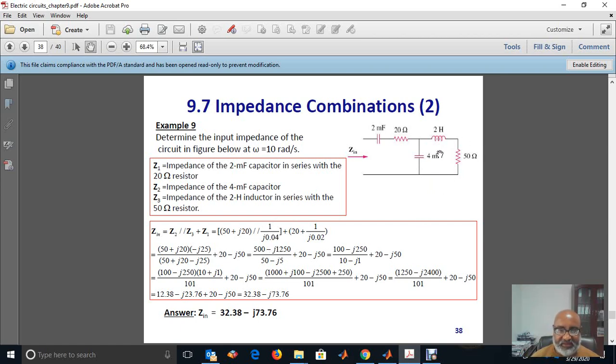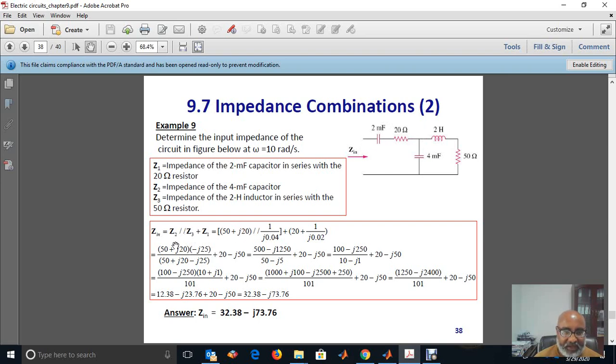If we say this is, for example, Z3, Z3 means this one in series with this one. And if you say this is Z2, the overall impedance will be Z2 in parallel with Z3, plus Z1. Z1 is the series combination of the 20 ohm and 2 millifarad here. So now it will be a matter of calculation with complex numbers, okay?